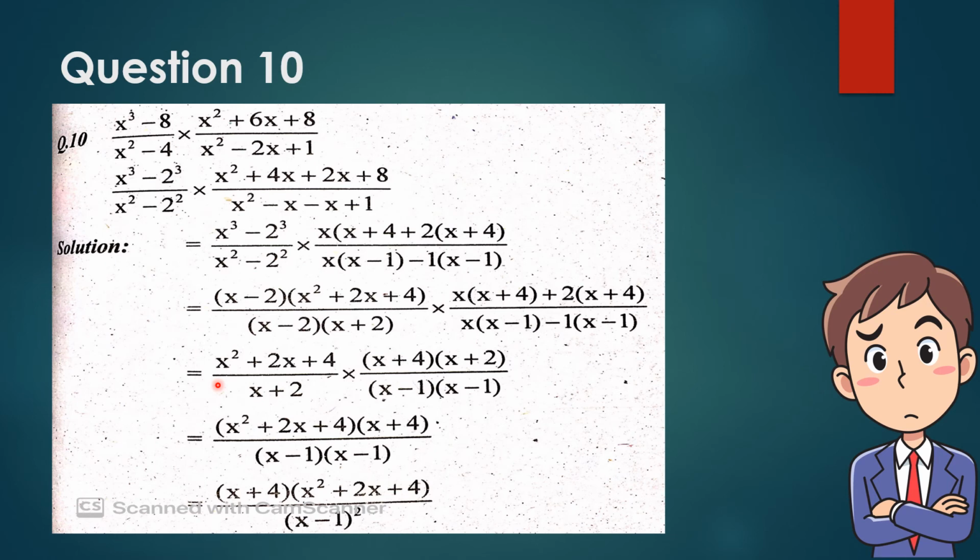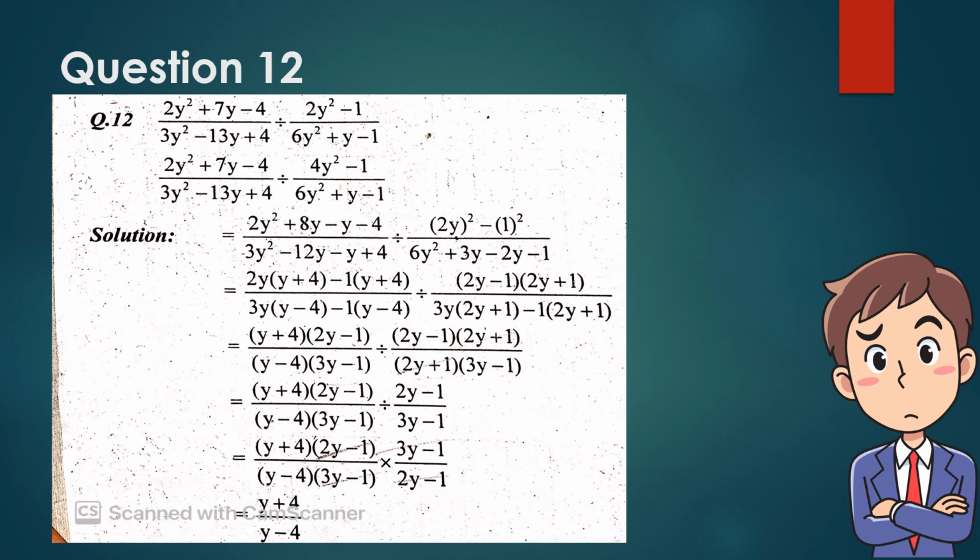(X square plus 2x plus 4) divided by (x plus 2) into (x plus 4), into (x plus 2) divided by (x minus 1) into (x minus 1). So x plus 2 from the denominator of the first one will be cancelled out with the x plus 2 available in the numerator of the second fraction. So you are having (x square plus 2x plus 4) into (x plus 4) divided by (x minus 3) and (x minus 1).